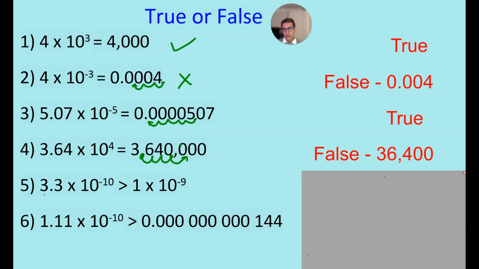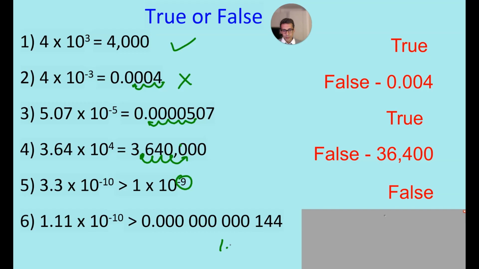Okay, question 5. 3.3 times 10 to the negative 10 is greater than 1 times 10 to the negative 9. So in this case, what we're interested in is that power. And we know that anything to the power negative 10 is 10 times smaller than anything to the power negative 9. So this doesn't work because that power is bigger. The negative 9 is closer, it's a more positive number compared to negative 10. So that's false.